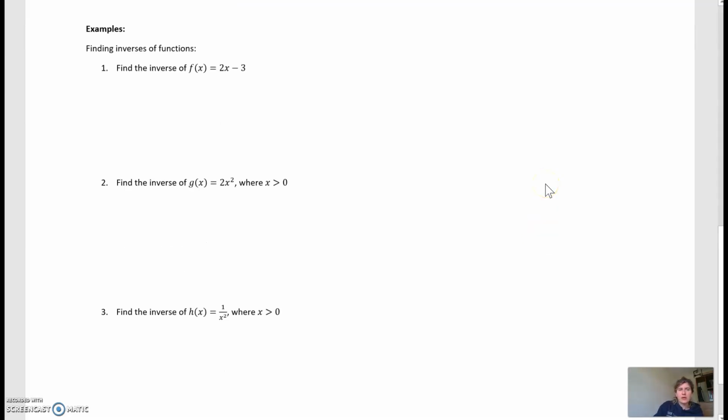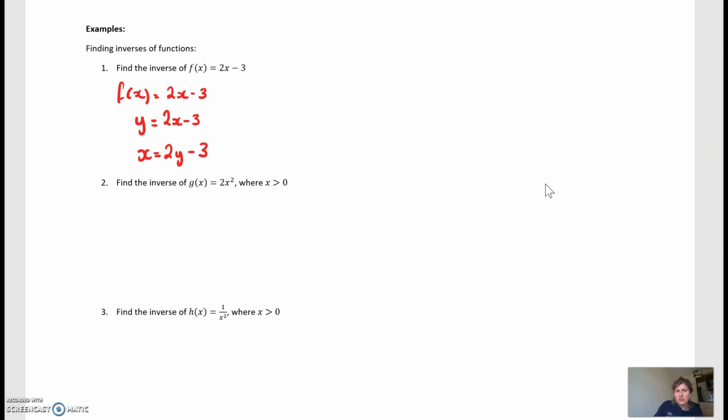So if we know that we've got this function f of x equals 2x minus 3, and we want to find the inverse, the way I do it is we would say that for this function, we can let y equal 2x minus 3. Now, to find the inverse, all we do is swap around the x and the y. So we let this be x equals 2y minus 3.